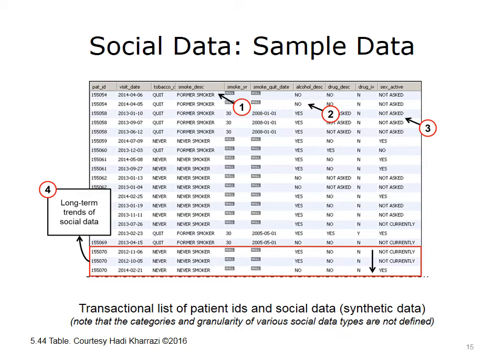Box 4 shows the fact that the trend of social data can also be useful. For example, this user has become sexually active after a non-active period.